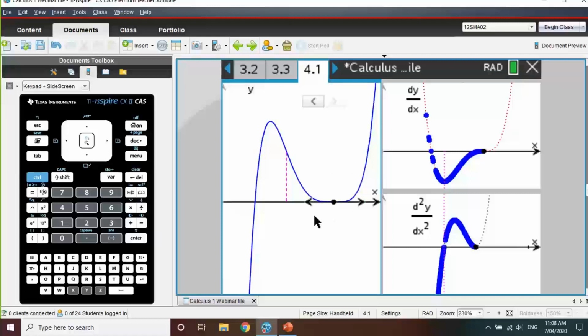So it's not just enough to say that the second derivative is equal to 0. What we really need is to actually see the change in sign of the second derivative.